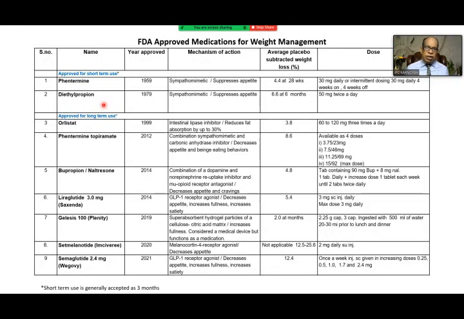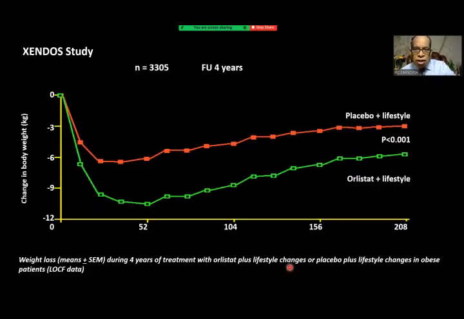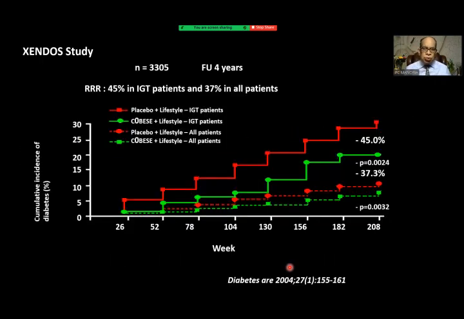We have a panoply of drugs for decreasing weight, but as you can see, the decrease in weight is to the tune of 6 to 8% or so, except semaglutide, where the weight is reduced to 12% or so. But compliance with drugs is usually a problem in the long run. This is the orlistat XENDOS study, which shows a reduction in the body weight and a 45% reduction in IGT patients and 37% in all patients.